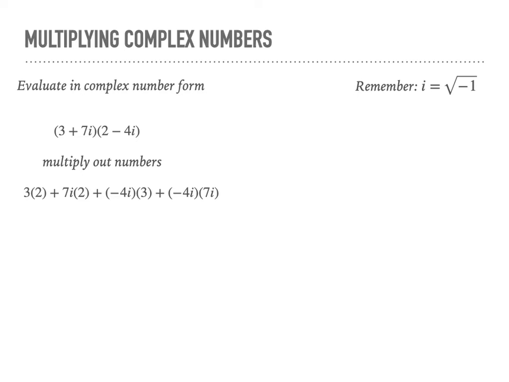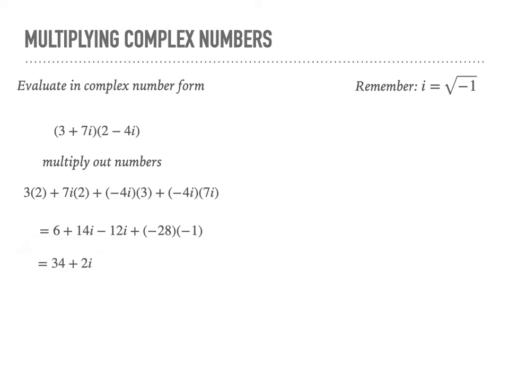And then you can simplify it even further so that it becomes 6 plus 14i minus 12i plus -28 times -1. And this is because -4i times 7i would be equal to -28i squared, because i times i is equal to -1, and -4 times 7 would be equal to -28. So those two multiplied would just be positive 28.